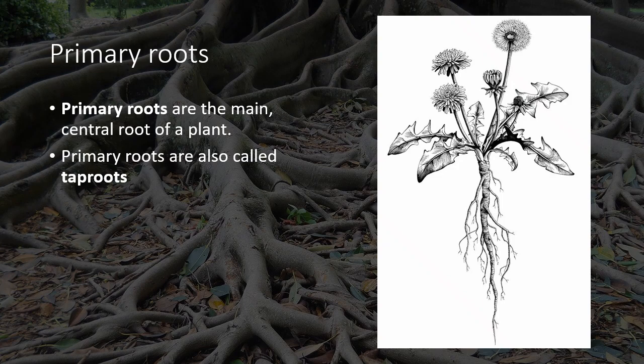So the more you know. Okay, getting back to some of our more basic root structure after our detour looking at nutrients. Primary roots are the main central root of a plant.